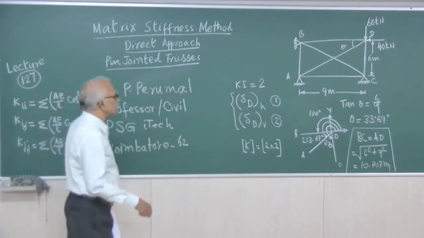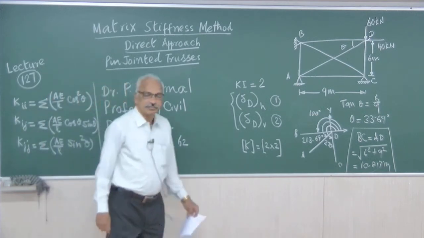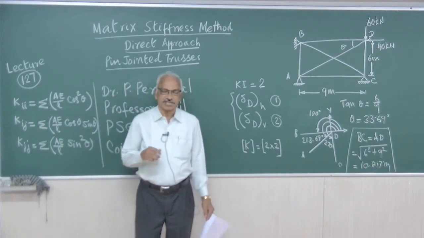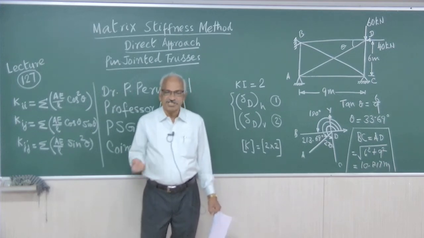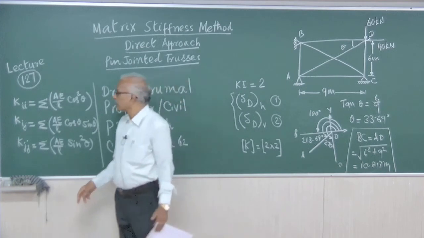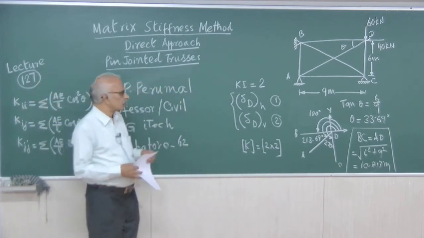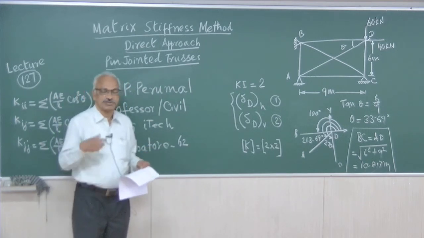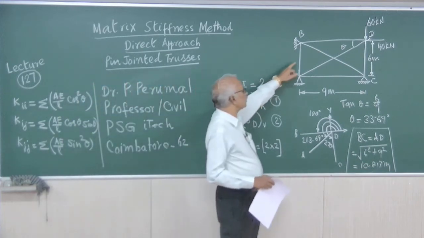Now, in the last lecture, lecture number 126, we did a problem on a pin jointed truss. In this lecture, we will take up one more problem on the analysis of pin jointed trusses by the direct stiffness method. This is lecture number 127. We will directly go into the problem because we have already introduced the method and also done a problem. So, this is the problem that we are going to deal with now.